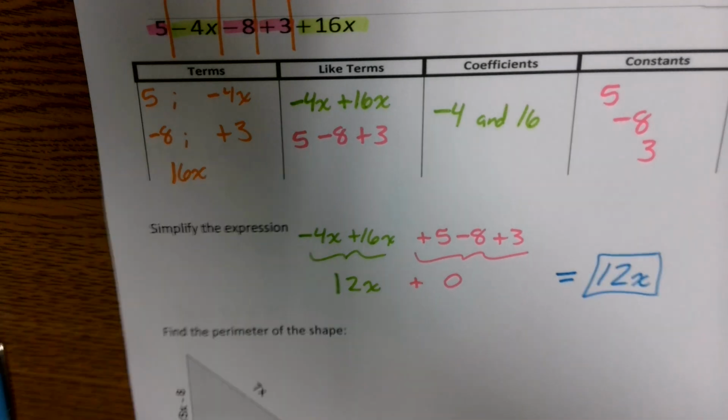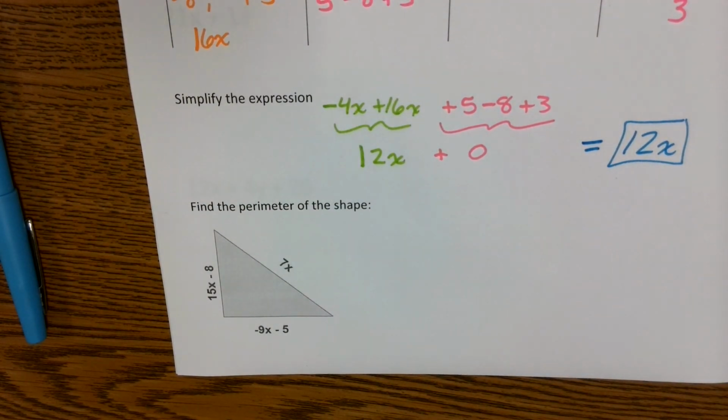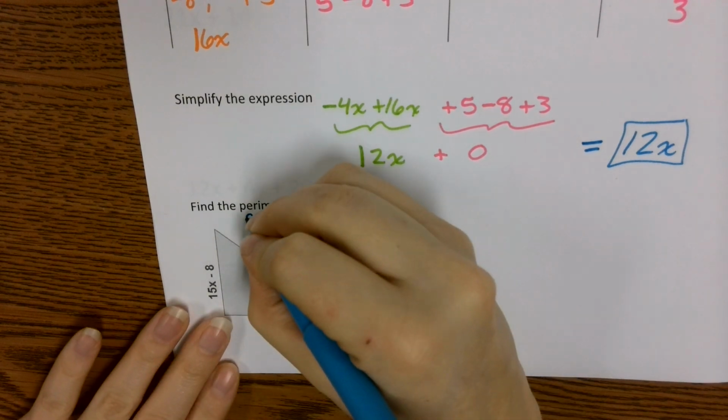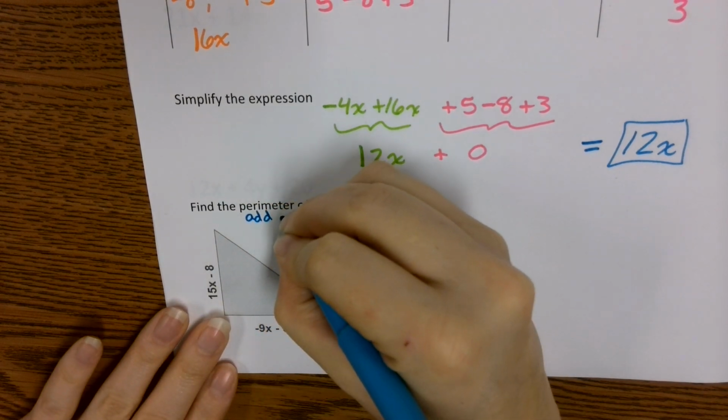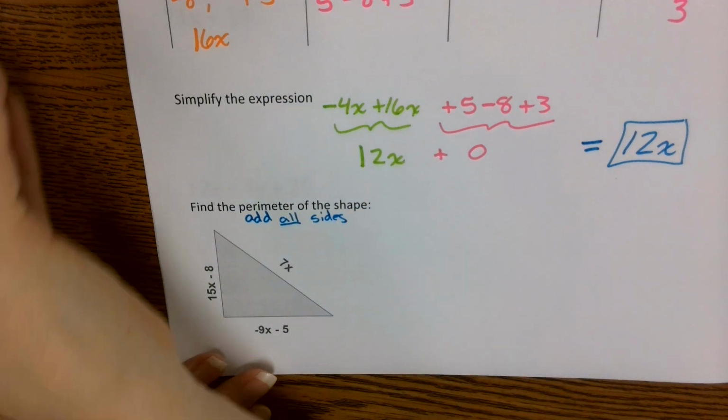All right, our last example down here is finding the perimeter of a shape. Guys, what does it mean when we say find the perimeter? What operation are we utilizing when we're finding our perimeter? Addition. Thank you. So we are adding all of the sides together. That's what it means to find the perimeter. You're going to add all of your sides together.